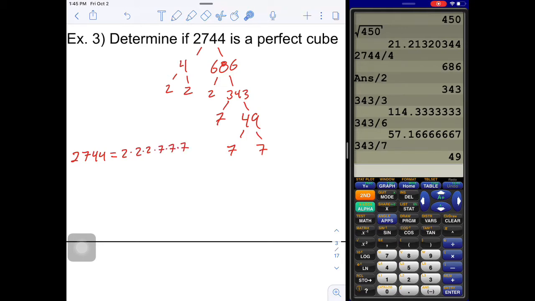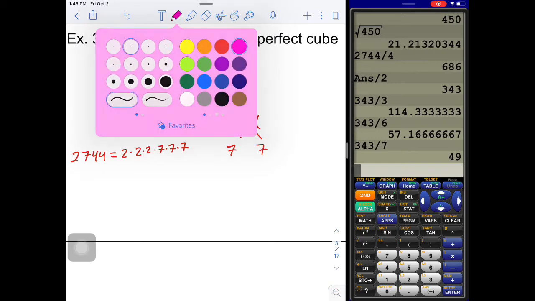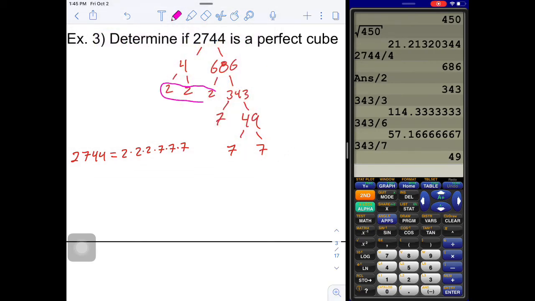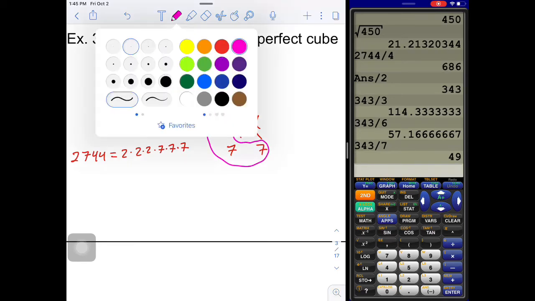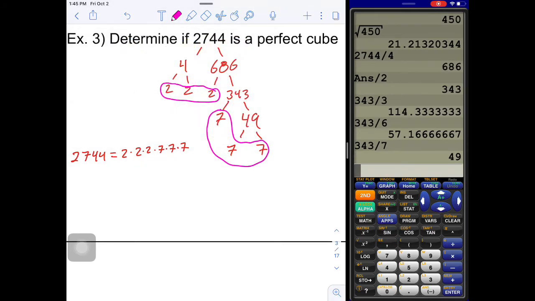And now, to figure out if it's a perfect cube, again, group things, the same numbers, into groups of 3. So there's a first group of 3 with all these 2s. And there's another group of 3 with all these 7s. And there's no number left out. So my cube, well, I'm going to take one of these 2s and one of these 7s, multiply it. So the cube root of 2,744 is going to be 2 times 7, which gives us 14.